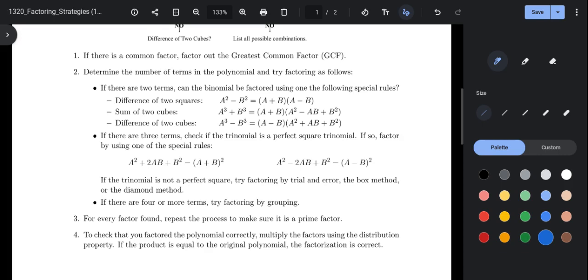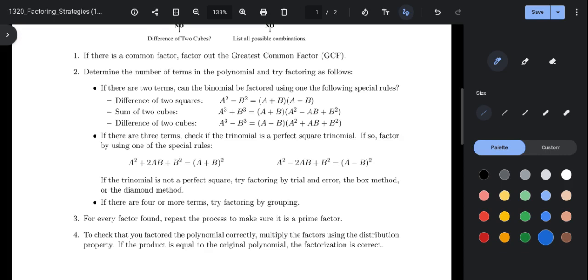And then the last one was four or more terms, and you're going to try factoring by grouping. Now, no matter what process you use, whether it was a binomial, a trinomial, or a polynomial with four terms, you're going to repeat the process for every factor you produce. And the reason is because we want to make sure that those factors are prime factors.